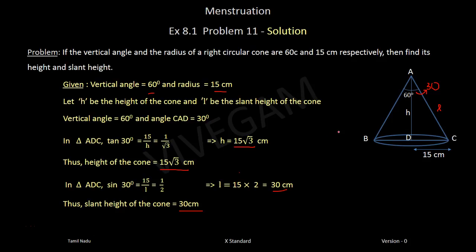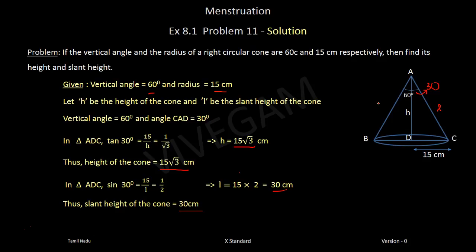So basically you are using tan theta and sin theta formulas to calculate these terms. Once you have height, you can also use another formula. The slant height is the square root of h square plus r square. R is 15 and h is 15 root 3. Substitute these values in that formula and you'll be able to get the value of L. That is another way of doing it.